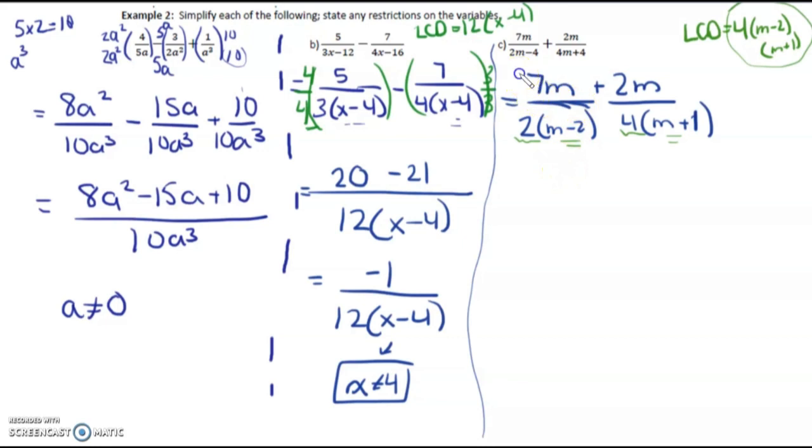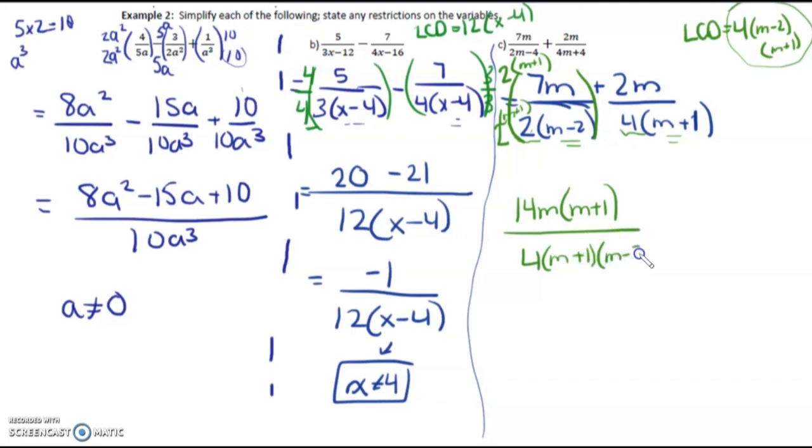So let's multiply the first rational by 2 to get the 4, and then also m plus 1. It's getting a little messy. m plus 1. Okay, let me do that first. So I get 14m, m plus 1 in the numerator. So 14m, m plus 1 over 4, m plus 1, m minus 2.